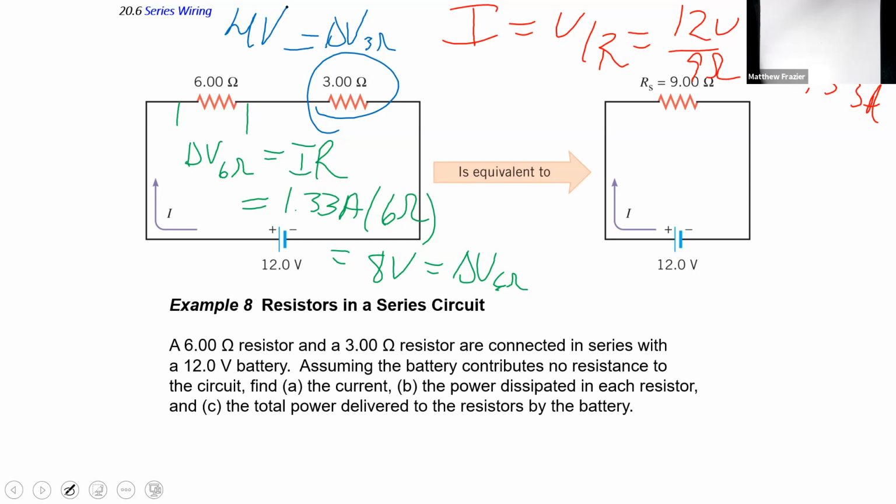Now, what we can do is, in a bunch of different ways, we can calculate the power, right? We could do power is voltage times current. And if we did that, we would do the power in the 6 ohm resistor is 1.33 amps times 8 volts. But what's easier is to use the numbers you're given in the problem as much as possible. We can calculate the power is I squared R. And so we're going to multiply that out instead. And I'm going to show you what that looks like.